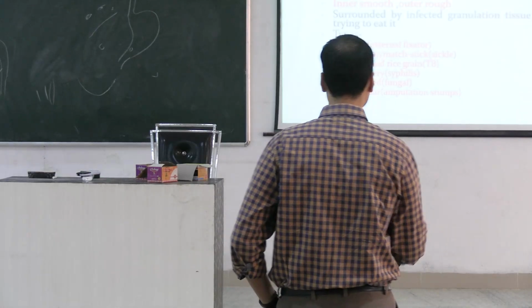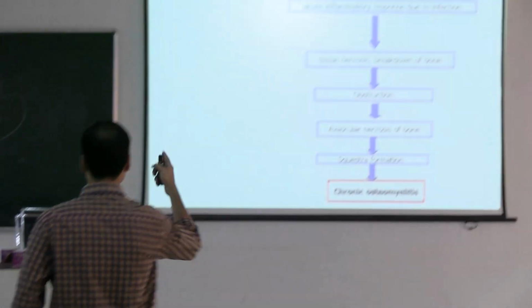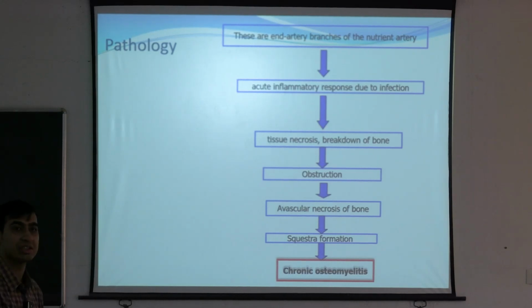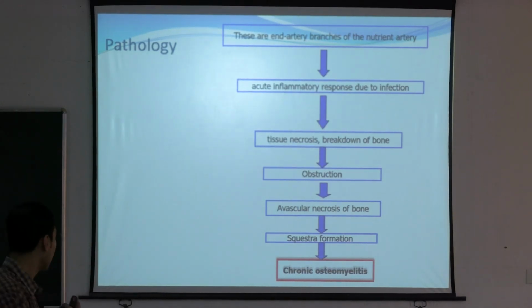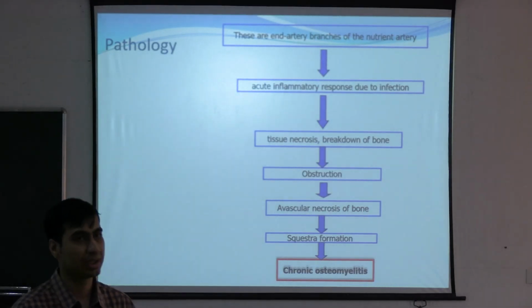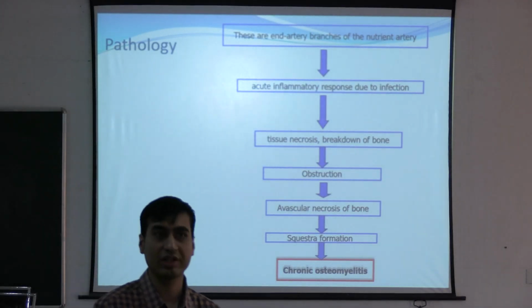So this slide, let's go to the previous slide. See, that is what has been written. Tissue necrosis, breakdown of bone, continued obstruction results in avascular necrosis, and what you get is sequestra formation. Once sequestra is formed, that becomes chronic osteomyelitis. That is not acute.